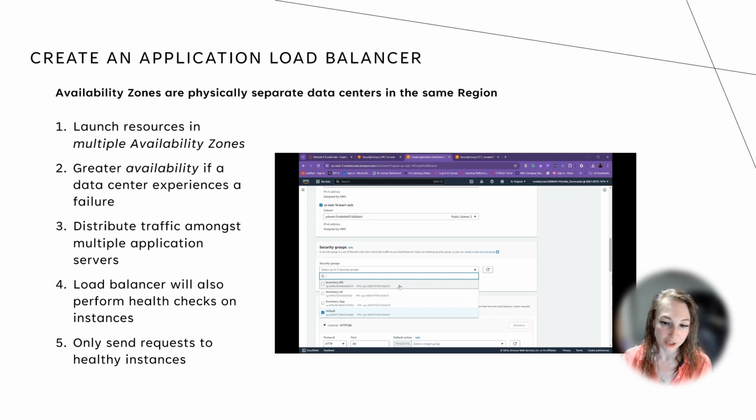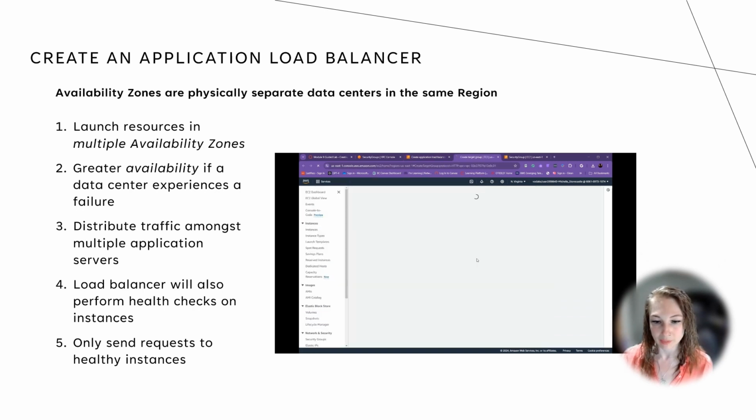You have to refresh the drop-down menu in order to get the just created security group or target group, whatever. It happens throughout all of the AWS console. You need to remember to refresh. And then we're also removing the default one, picking our security group.